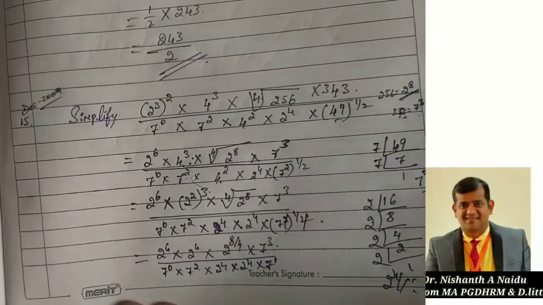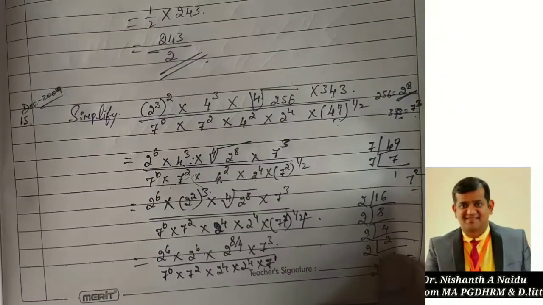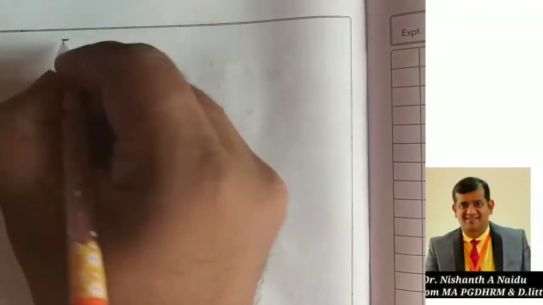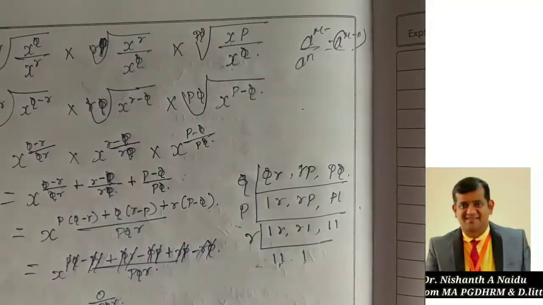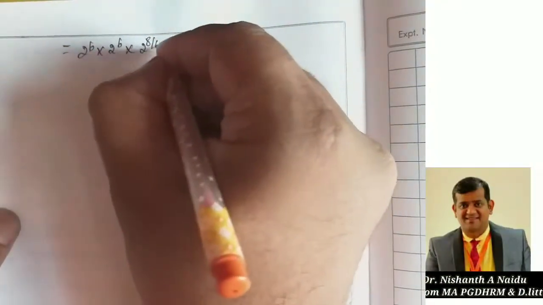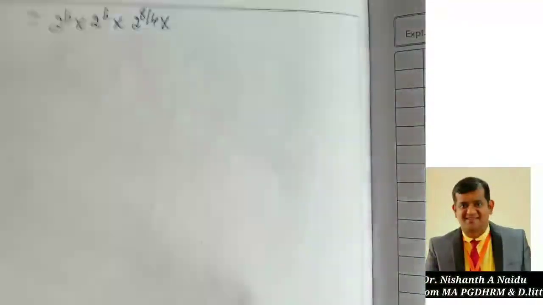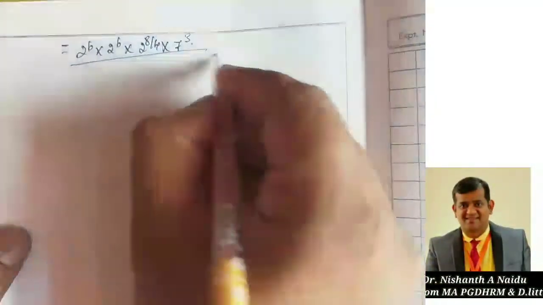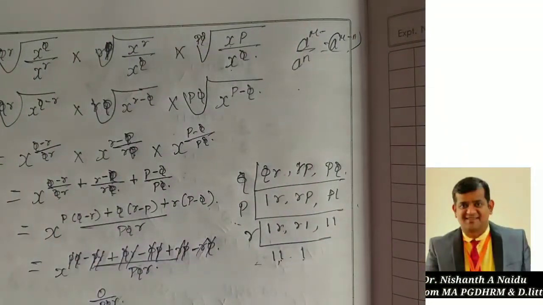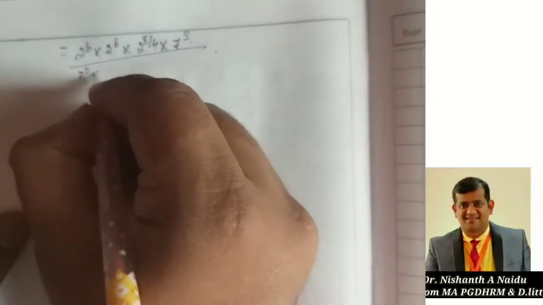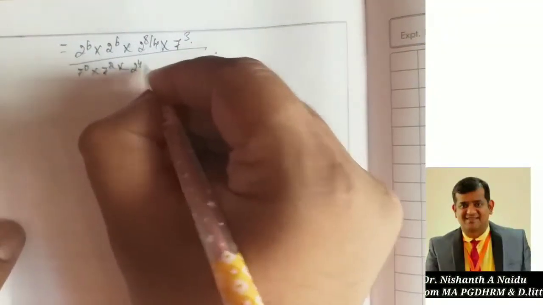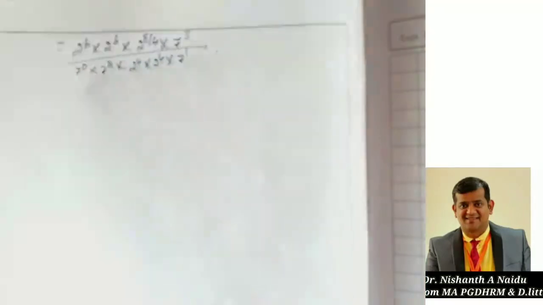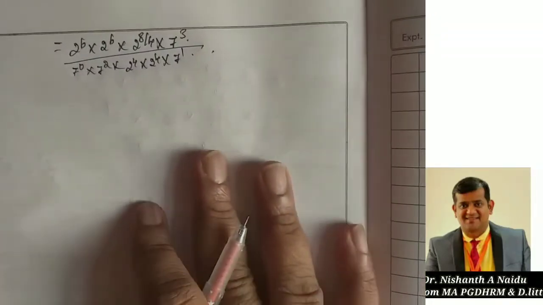Okay. So next step. I am copying the same to the next sheet, so that you don't get confused while solving. 2 to the power 6 into 2 to the power 6 into 2 to the power 8 divided by 4, 8 by 4 into 7 to the power 3 divided by 7 to the power 0 into 7 to the power 2, 2 to the power 4 into 2 to the power 4 into 7 to the power 1. So I think that's all. So now let us continue.